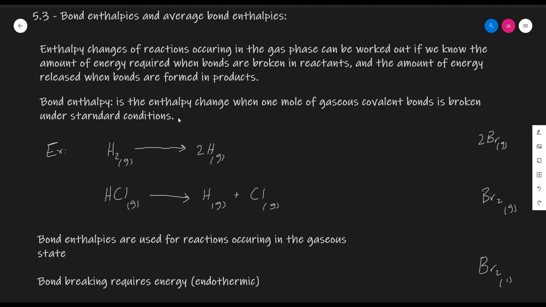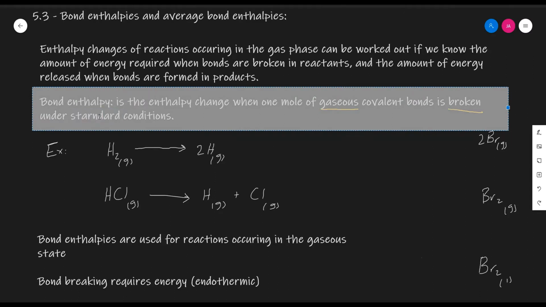Two words you should note here is the word gaseous, as seen here, gaseous covalent bonds, and broken. Thus, I'm going to read it again. Bond enthalpy is the enthalpy change when 1 mole of gaseous covalent bonds, so the covalent bonds must be in the gaseous state, and I will explain why in a bit, are broken, not formed, are broken under standard conditions. I have an error here. Under standard conditions. My apologies. Standard conditions.